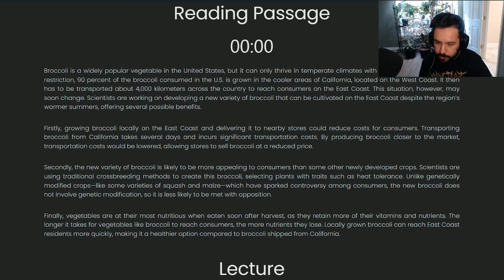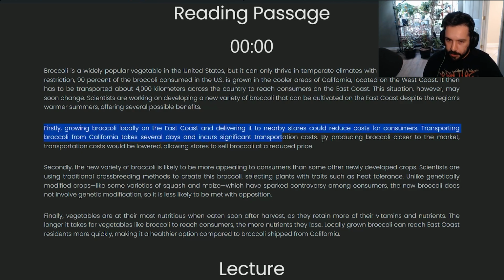Again, this is not how I would write it. I'm just trying to give you the ideas. You just organize them and write them down. And it basically covers everything in terms of task achievement. That should be 100%. So the writer covers the possible benefits of this new type of broccoli. However, the lecturer disagrees and explains why those benefits may not come to fruition, may not become a reality.